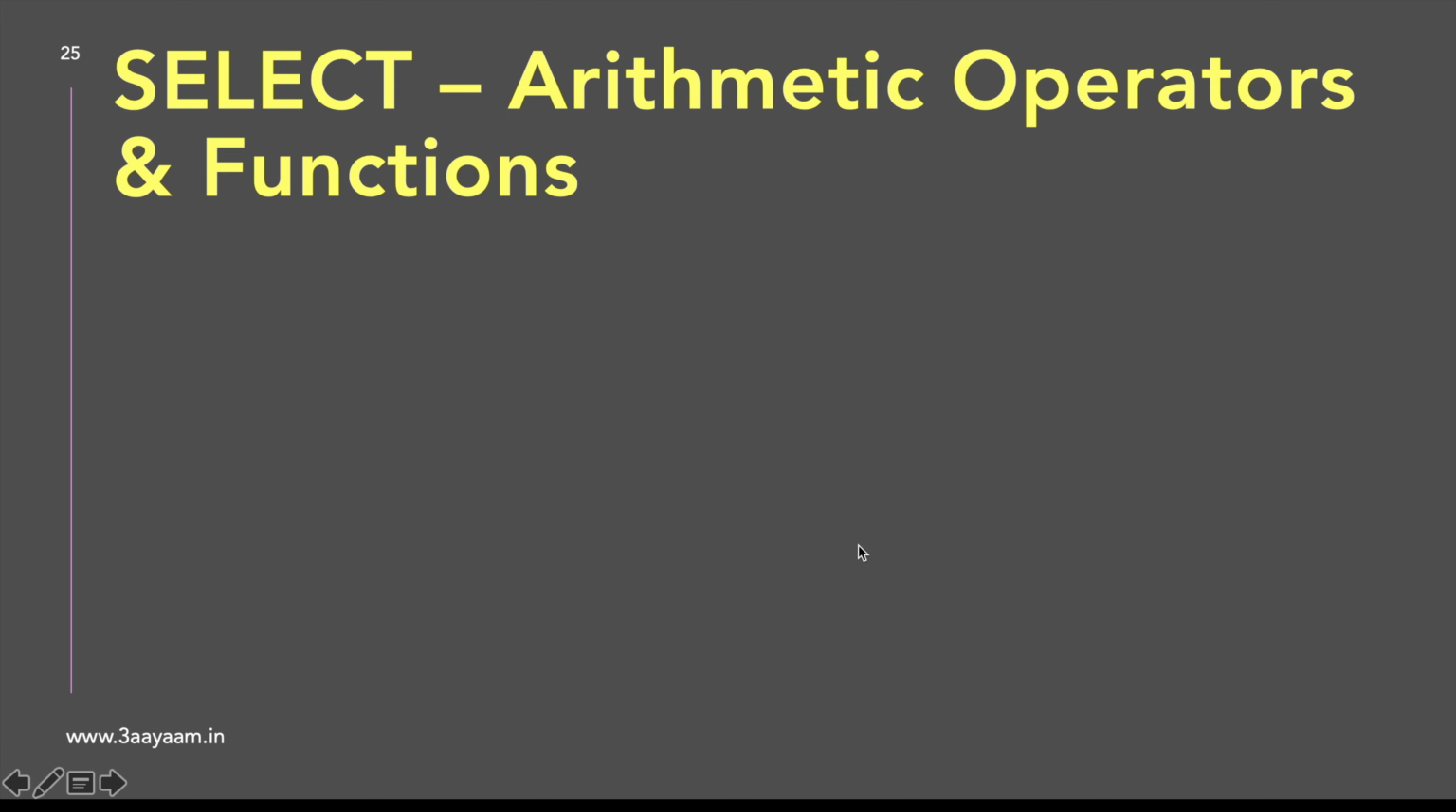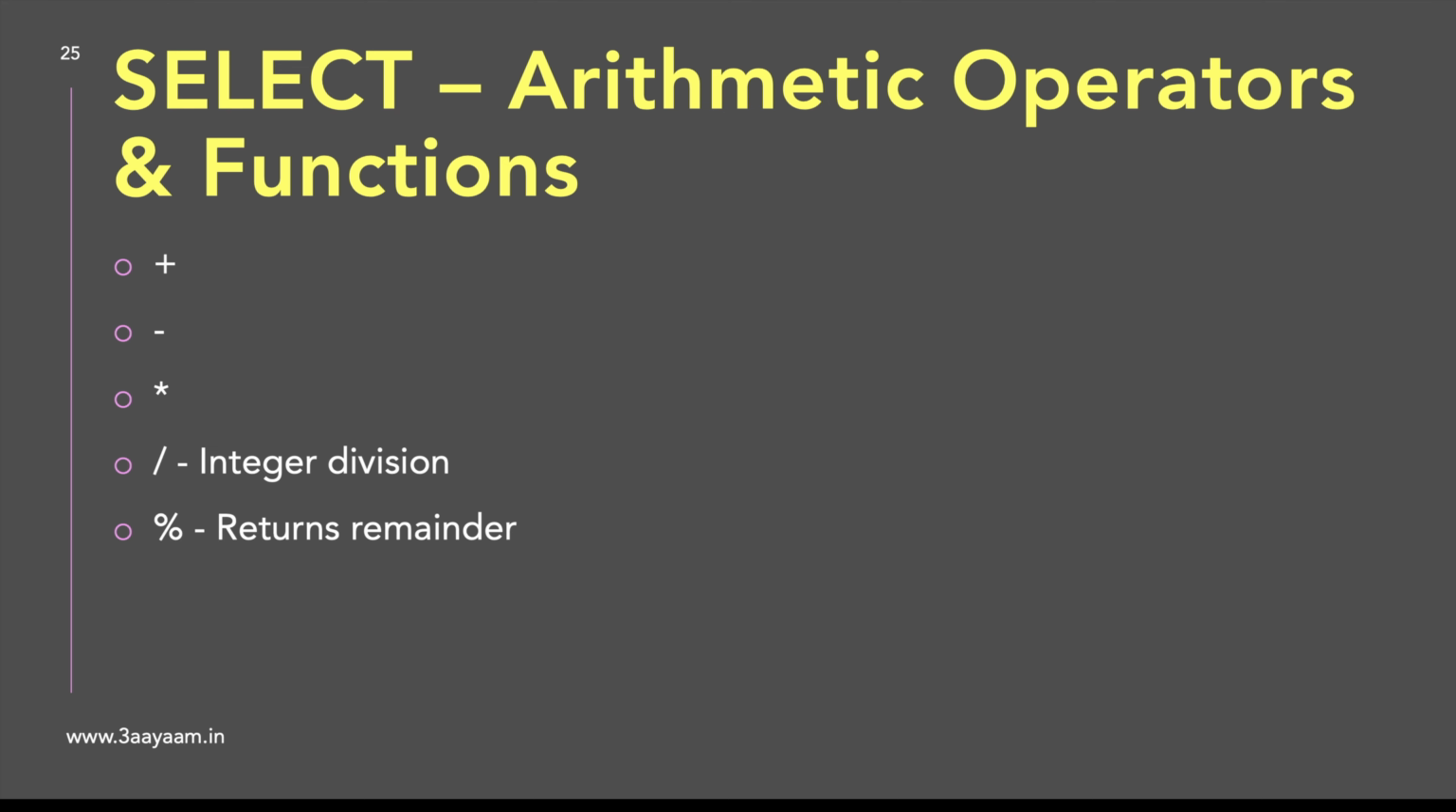We can use some arithmetic operators and functions also in the select statement. For example, addition, subtraction, multiplication, then integer division, and then modulo, which returns the remainder. So we can do this also. Then we have something called to the power also. So let's say I want to find out 2 to the power 3. We can use this sticker to find that out.